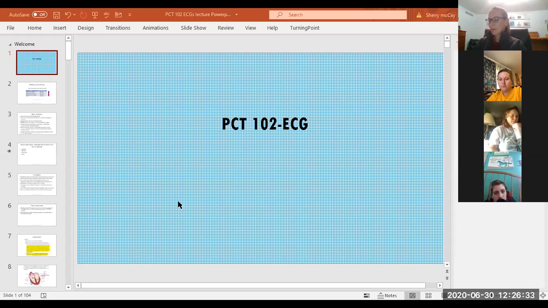Okay, so this was about the pattern. If one does not fire, the other one's going to take over. And I put SA node first, AV node, bundle of His, left-right bundle, and then the Purkinje fibers, and that was true. And then I'm going to throw out a question. I'm going to give everybody credit for question 25 because there was a typo on there. I saw that right away. All right, let's move on.